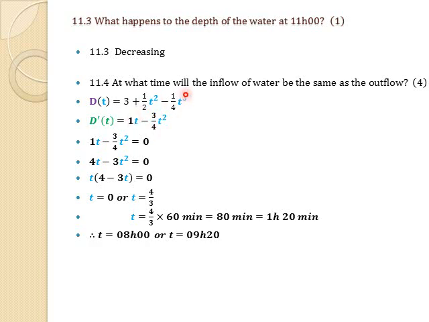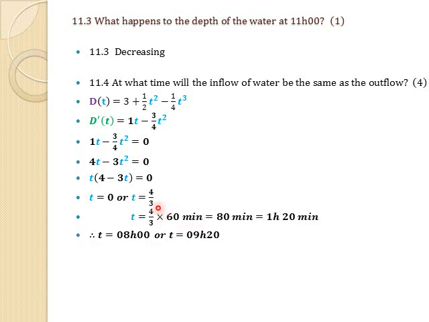So 2 times half gives me 1. 3 times negative 1 over 4 gives me negative 3 over 4 t squared. That there equals 0. So from there, multiply the denominator away. 4 times 1t gives me 4t, and there I'm left with negative 3t squared. Take out t as a common factor. 4t divided by t gives me 4. Minus 3t squared divided by t gives me minus 3t equals 0. So t equals 0 or t equals 4 over 3. Right, so time equals 4 over 3 times 60 minutes.